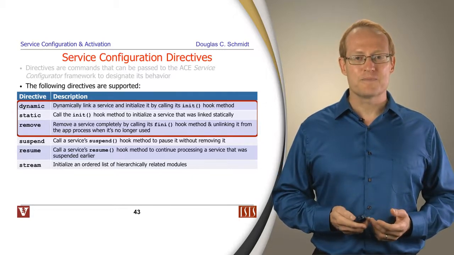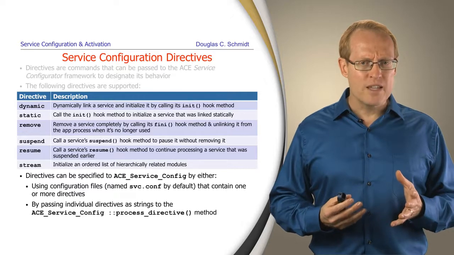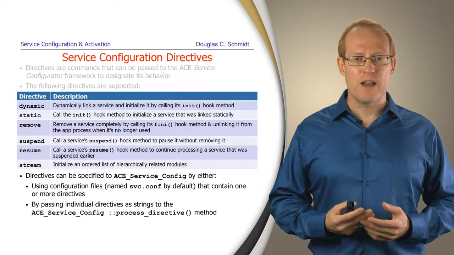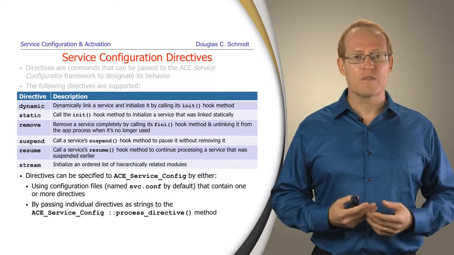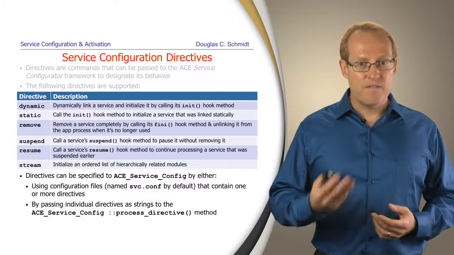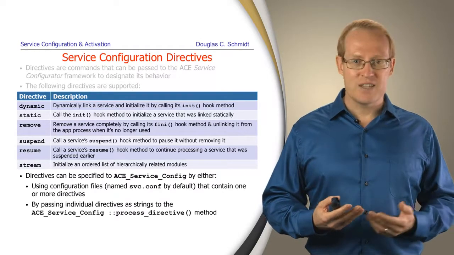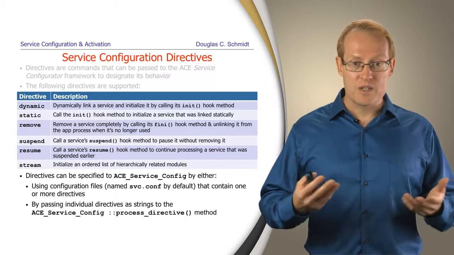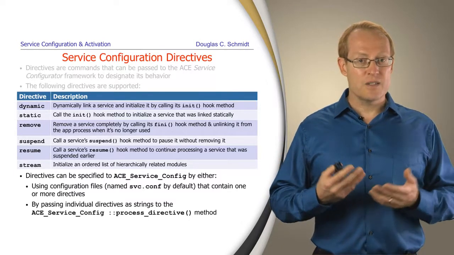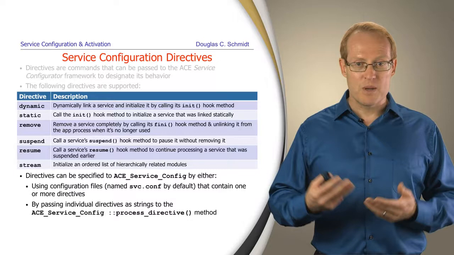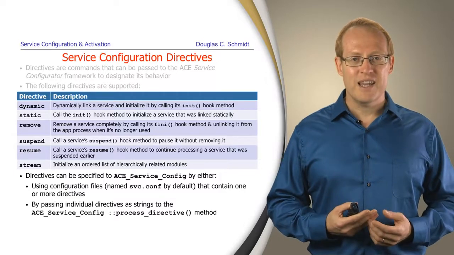We're going to focus primarily on the dynamic, static, and remove directives as we illustrate some of the examples we'll talk about later on. There's two primary ways that you can tell the Service Configurator framework to process directives. One way is to give it a file named by default as svc.conf. This file contains a set of directives that illustrate what needs to be done, and we'll look at some examples in more detail in just a moment.